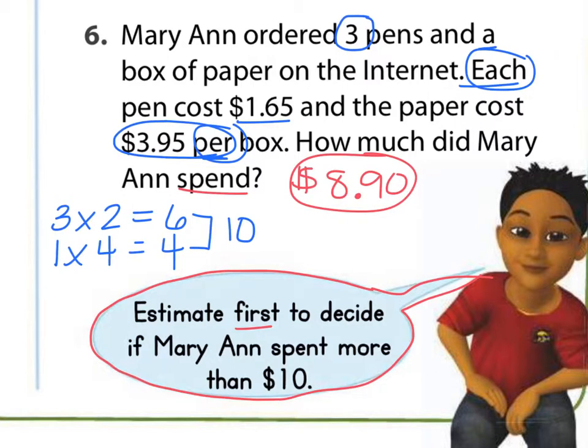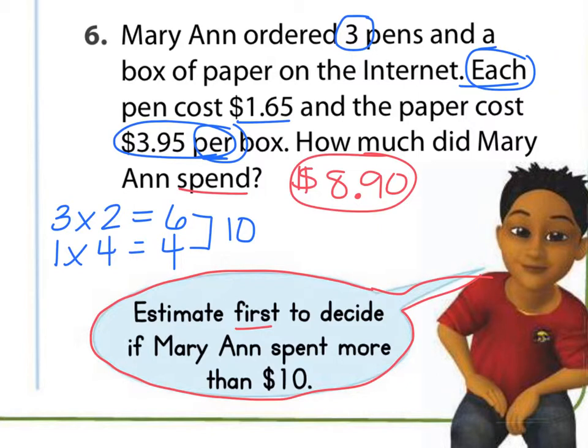So to answer this question down here, yes, I got 10 when I estimated, but did I overestimate or underestimate $1.65? I definitely overestimated it because I went up to $2 per pen. And I did the same thing with the box of paper. I overestimated it 5 cents to round it to $4. So you know that she's not going to spend more than $10, because even though our estimate is $10, we overestimated the price of the items, and so we know that it's going to be below $10, the actual cost.